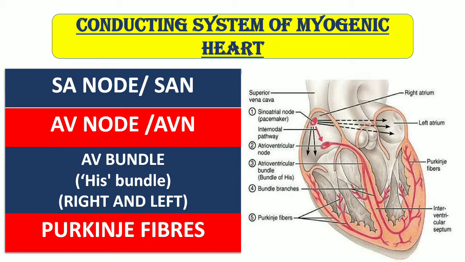Why pacemaker? Because the SA node has the tendency to generate the action potential. Simply, the SA node is made of cardiomyocyte cells, a bundle or node which is present in the right auricle chamber. So what is the location? Right auricle. It is made of special type of cardiac cells.